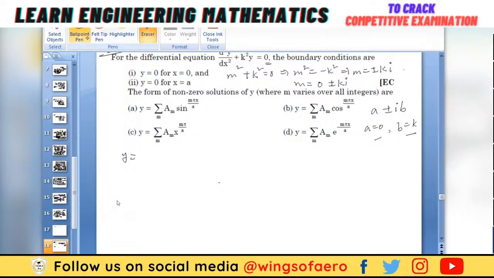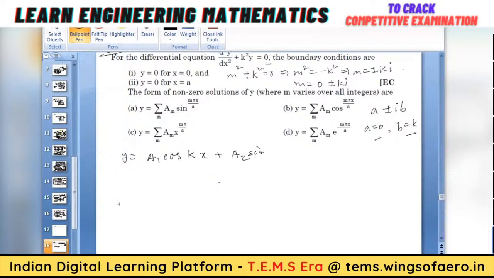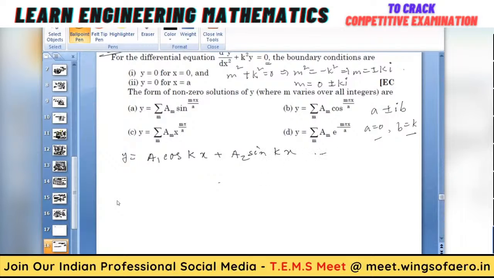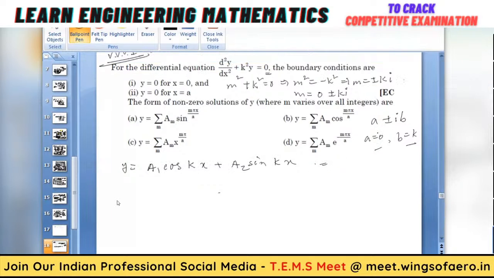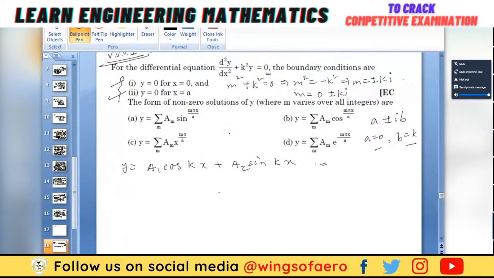So we don't need to write that. With b equal to k, y = a1 cos kx + a2 sin kx. This is the CF or the answer. Now put the boundary conditions. For x equal to 0, y equal to 0.